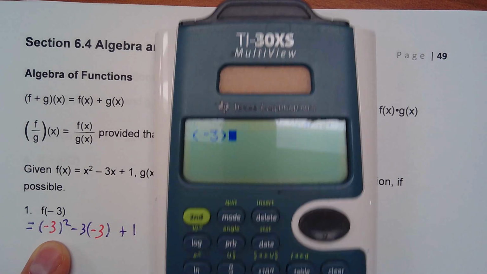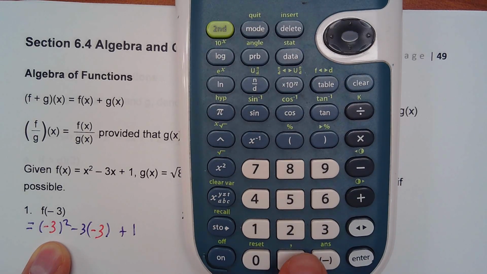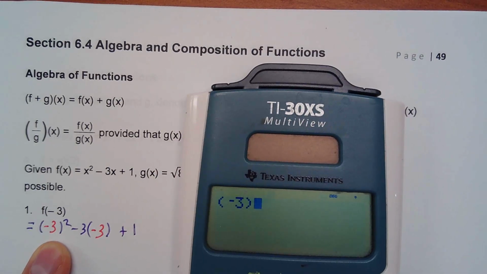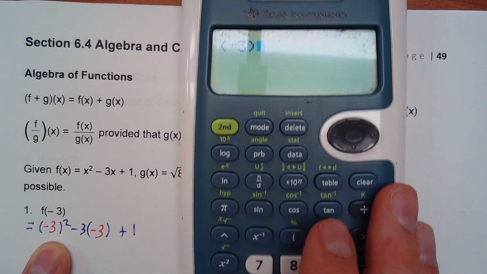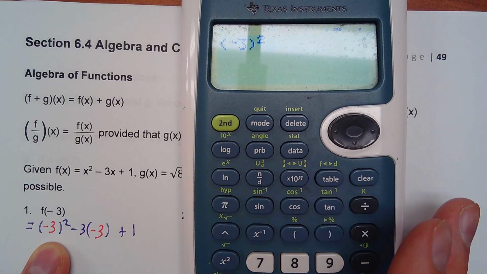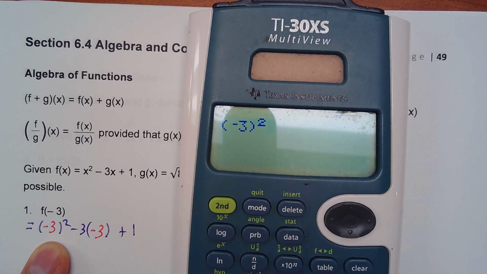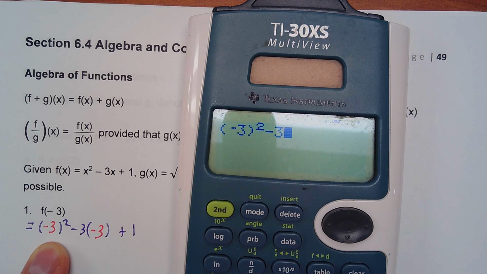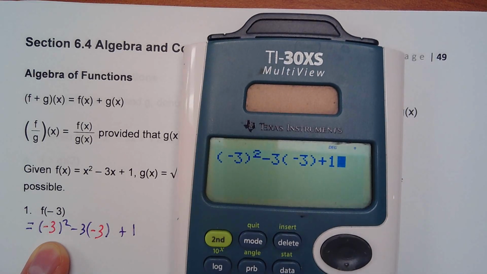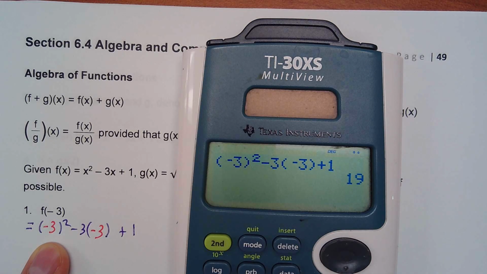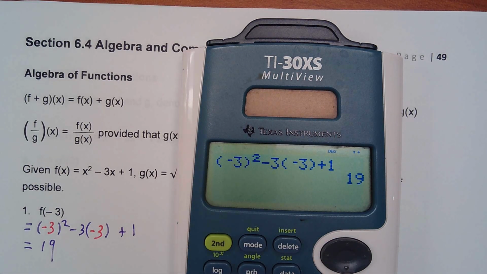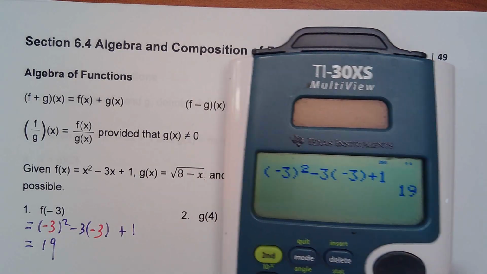Make sure you're using the negative sign down here for that -3, not the subtraction sign. And then our squared key is right here, right next to the 7 key. And then I'm going to do subtract 3, parentheses, -3, and then plus 1. See if I can get out of that glare. Hit enter, and that gives us 19. So nothing really new there, just reviewing a little bit how to work with function notation.